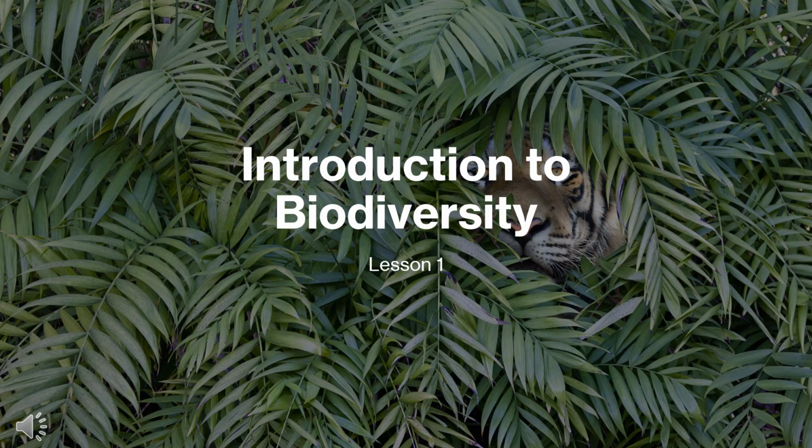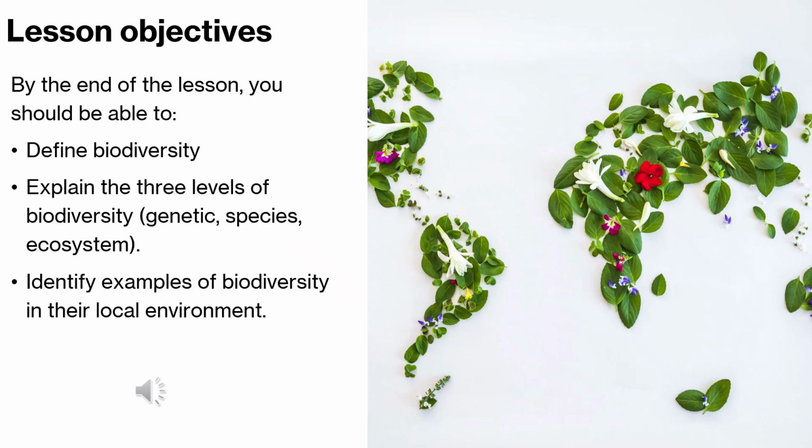Lesson 1. Introduction to Biodiversity. By the end of the lesson, you should be able to define biodiversity, explain the 3 levels of biodiversity: genetic, species, ecosystem, and identify examples of biodiversity in your local environment.